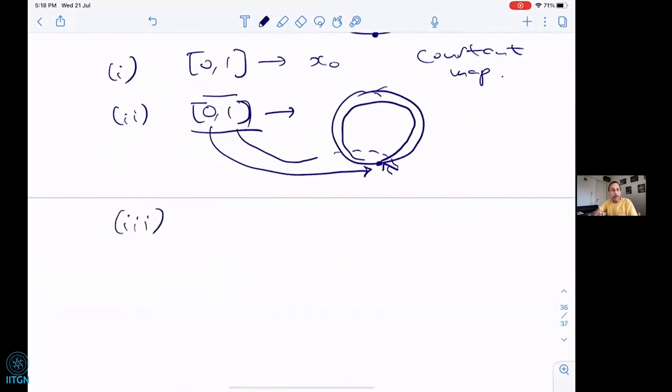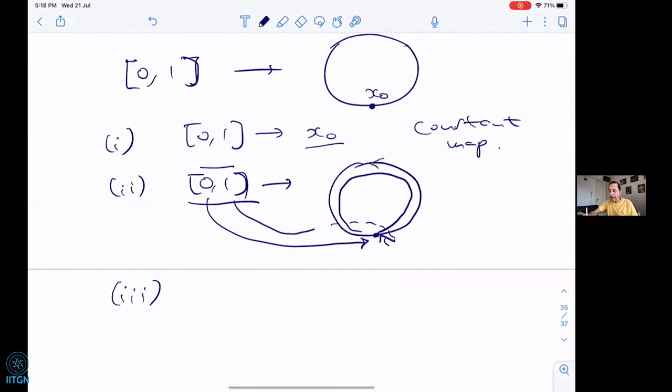If you want a simple way to think of this, you can start with a rubber band, which is like my interval, where one of the points is 0 and 1, and I just follow the rubber band. Now, in the first map, I put the whole rubber band on x0. In the second one, I wrap the rubber band round my circle. In the third one, I'll do something a little more complicated.